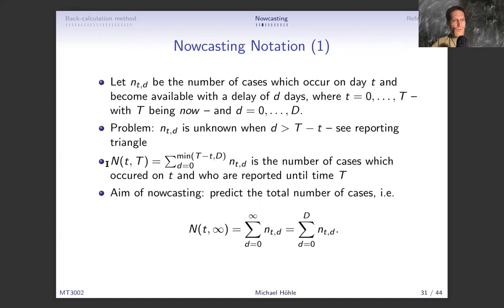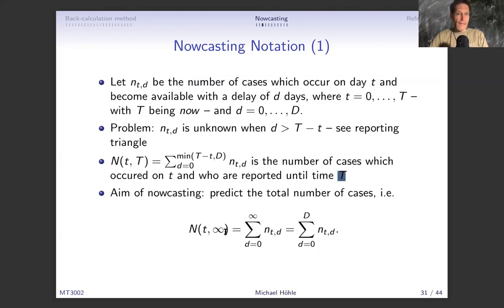We will introduce the notation n for the sum over all delays which are available at a particular time point, capital T, so our "now". We will call that n_{T,T}. What we really try to do, and that's the aim of the nowcast, is to predict n_{t,infinity} based on the number of cases which are actually available.